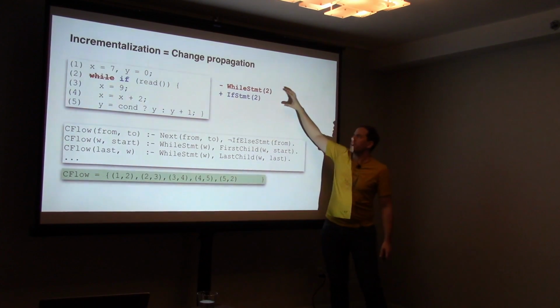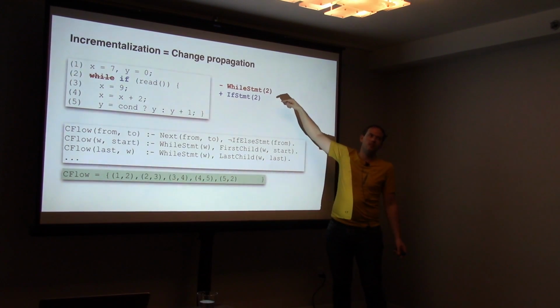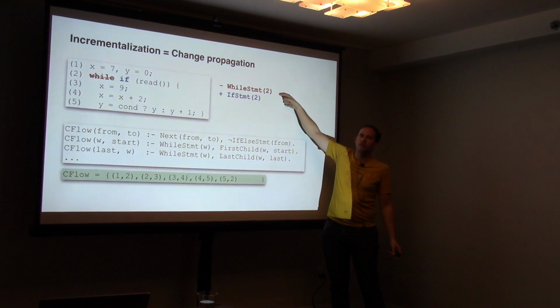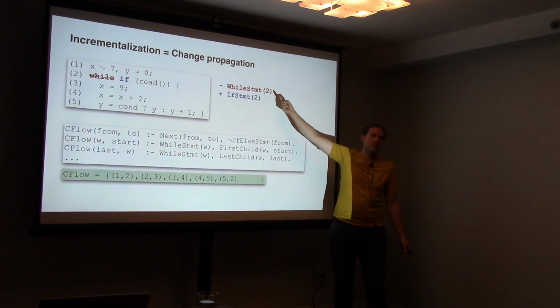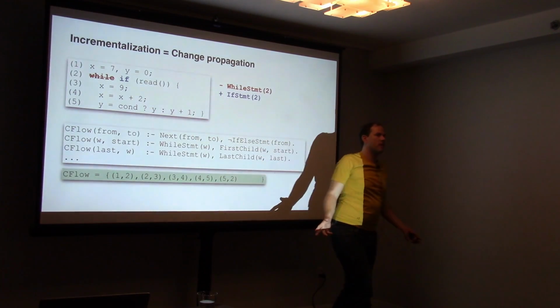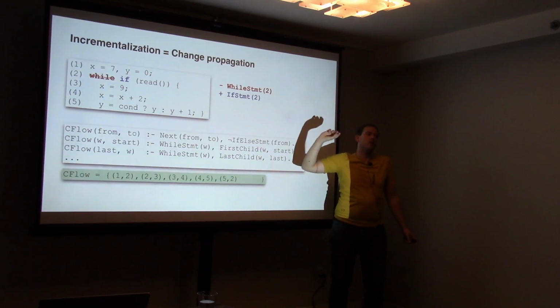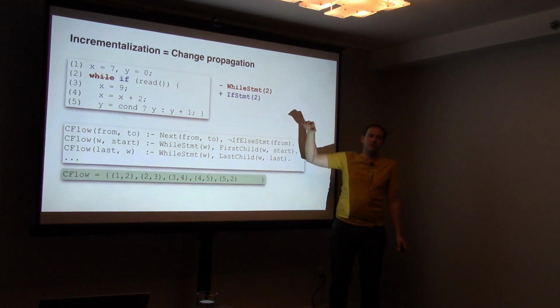So in our relational world, in this database world, we represent a change like this as a replacement, where we first delete the old information, then we insert the new information. We don't need to change anything about 3, 4, or 5. They remain untouched. But statement 2 is now no longer a while statement. From now on, it's an if statement.